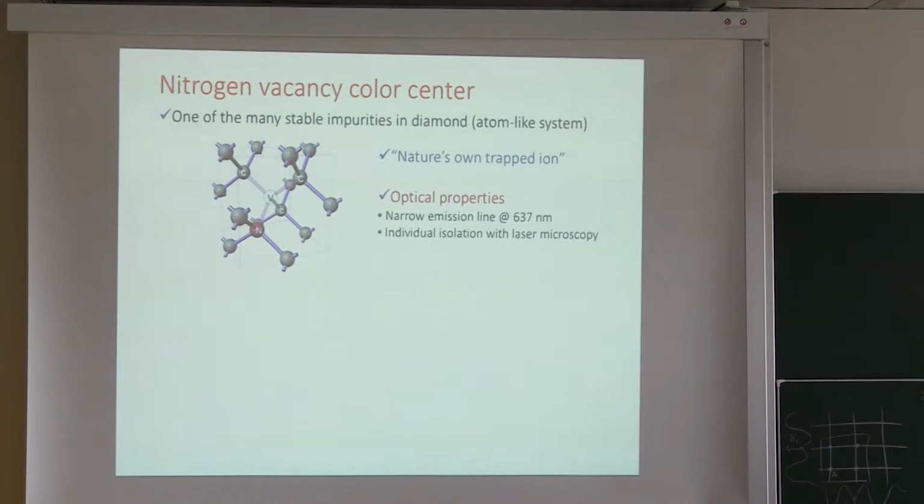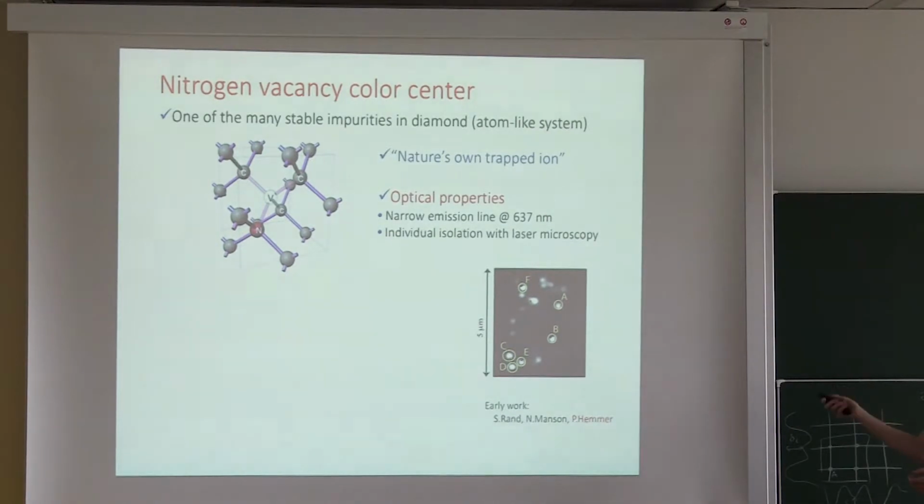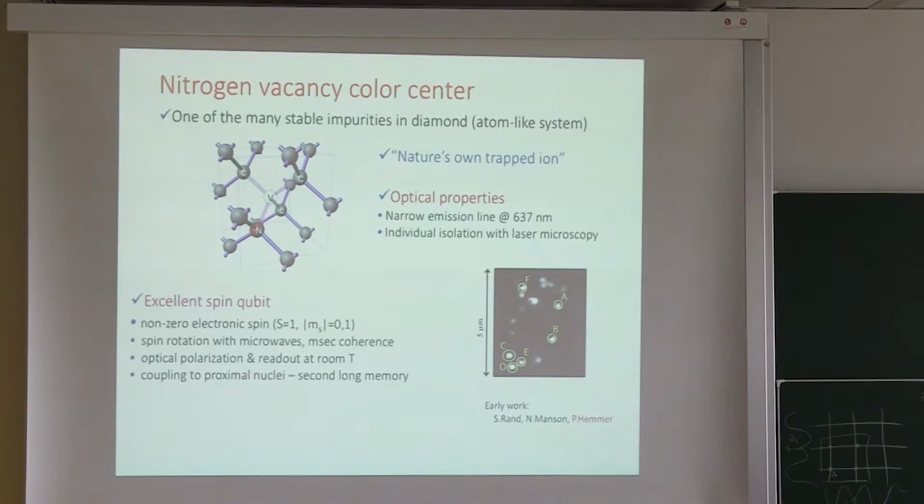You can individually isolate NV centers using a confocal microscope. I'll show you an image here of a 2D scan of the surface of a diamond, and all of these individual bright spots that you can see here are NV centers. Why it's mainly used is because of its excellent spin properties.